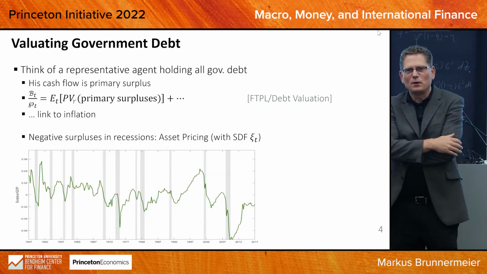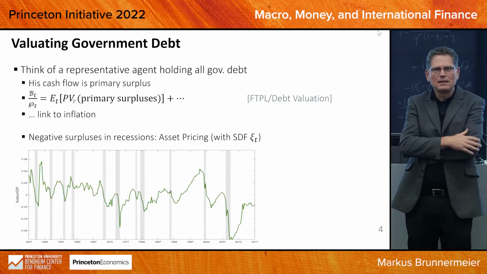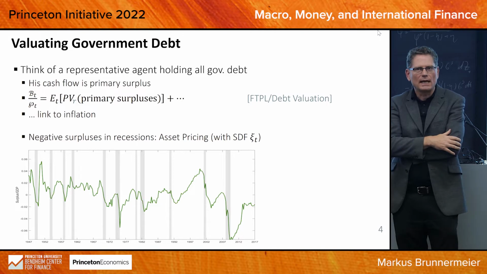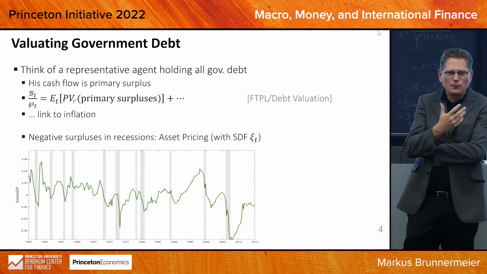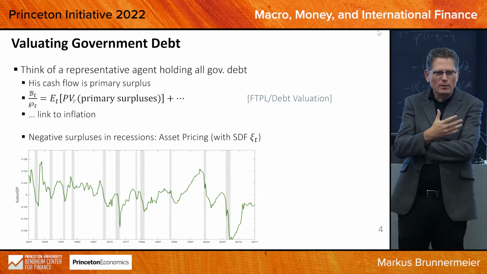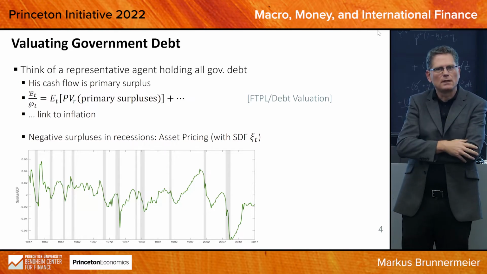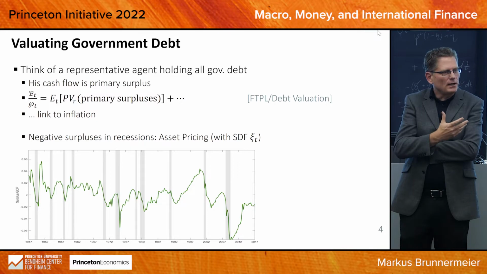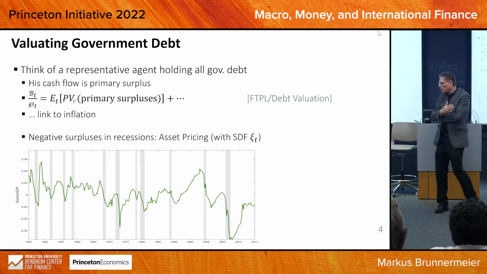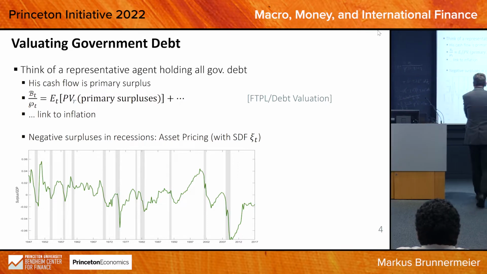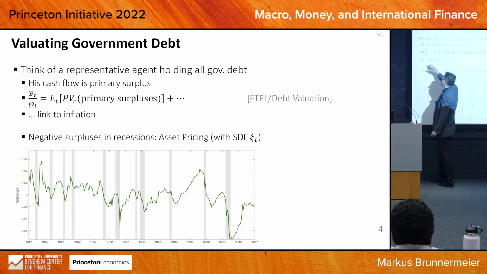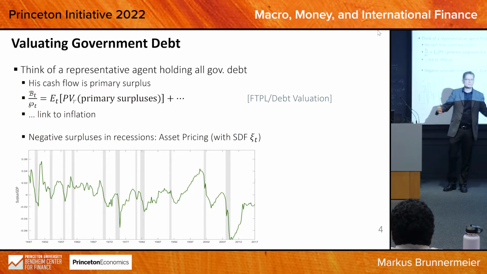Okay, so here is the first puzzle. I said government debt is valued very highly. So think of a representative agent. If you have an economy with a representative agent, your markets are complete, you can aggregate up to a representative agent. And what is actually the value of the government bond? You have a nominal value of the government bond, let's say script B, divided by the price level. That's the real value of all government bonds outstanding.